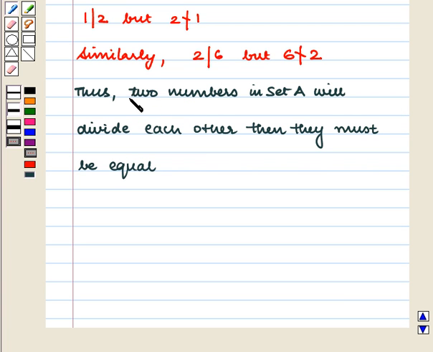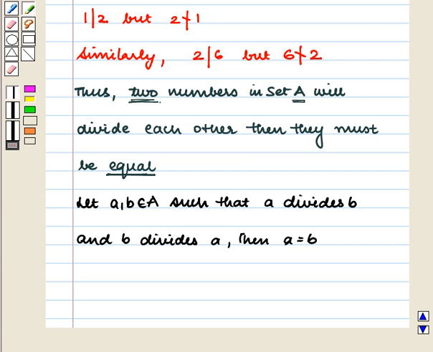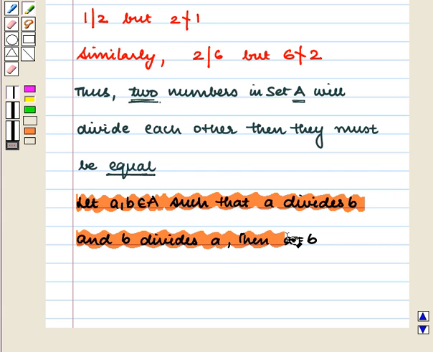That is, if two numbers divide each other, then they are equal. Thus, if two numbers in set A divide each other, then they must be equal. So now we may write this as: let a, b belong to the set A such that a divides b and b divides a, then a is equal to b. So it is antisymmetric.